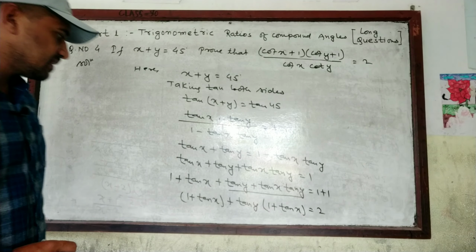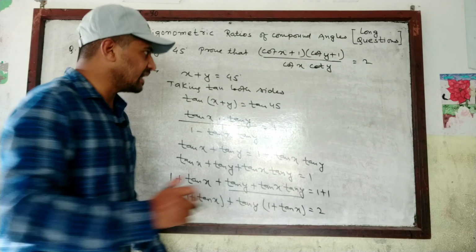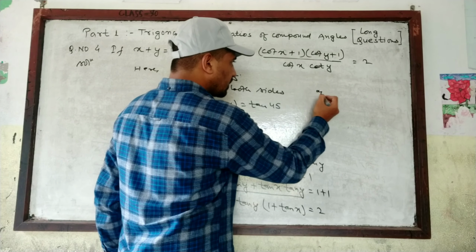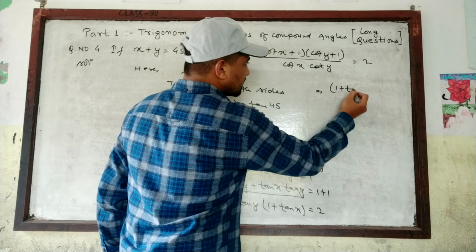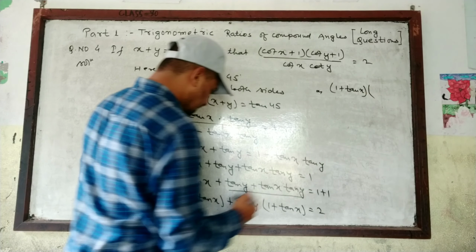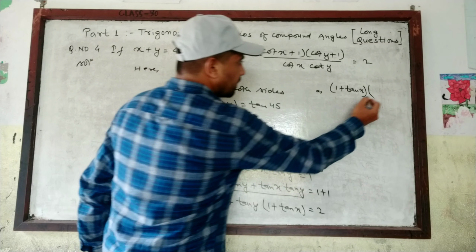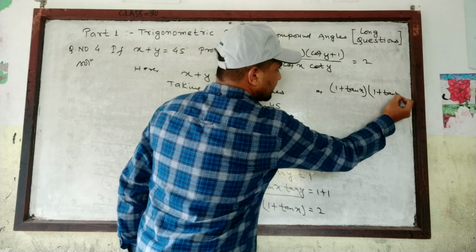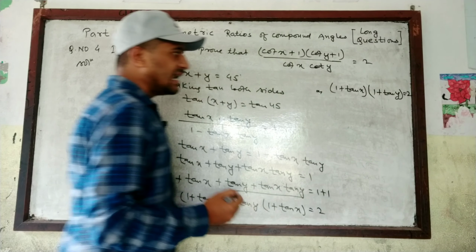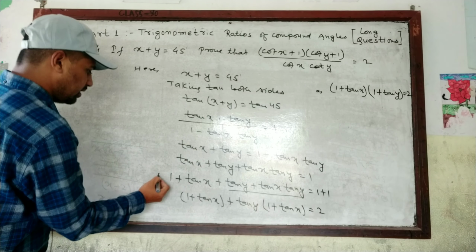Hope you understand this. Again, we take 1 plus tan x common, so remaining here is 1 plus tan y. (1 plus tan x)(1 plus tan y) is equal to 2. Now the game starts from here.